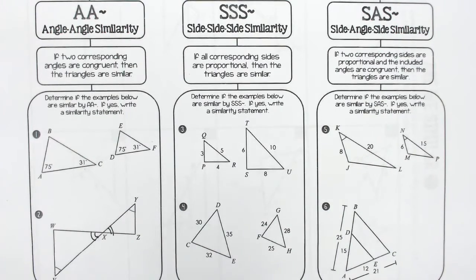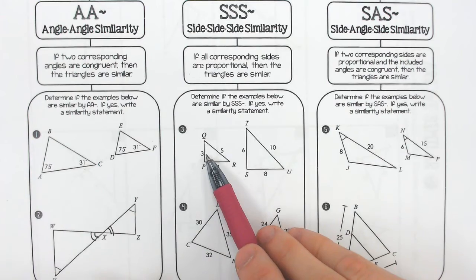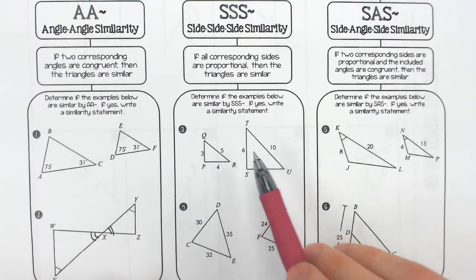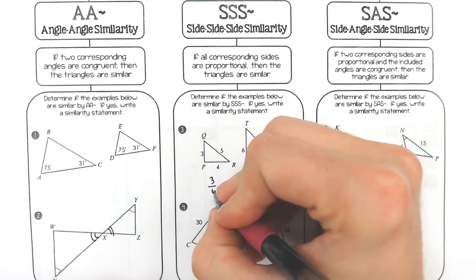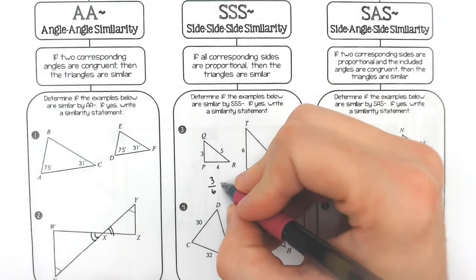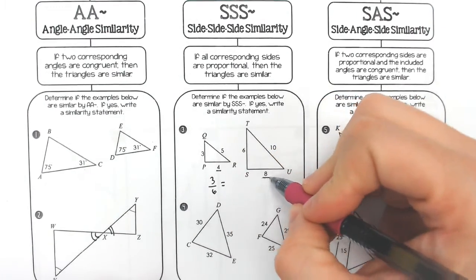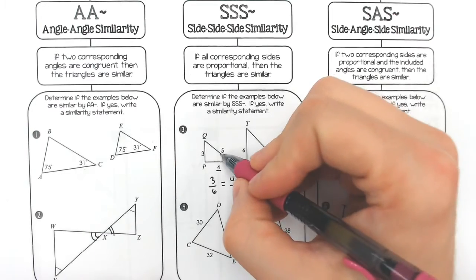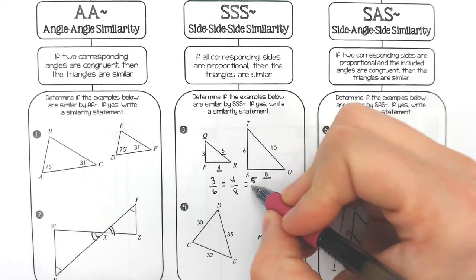Side-side-side similarity is, believe it or not, the hardest one because you have to prove that all three sides have the same scale factor or the same ratio. And the way to do that is by dividing in your calculator or by using fractions and simplifying, but the calculator's a lot faster. So we're going to divide 3 by 6 in our calculator, and that needs to be equal to when we divide 4 by 8, and it would have to be equal to what we get when we divide 5 by 10.